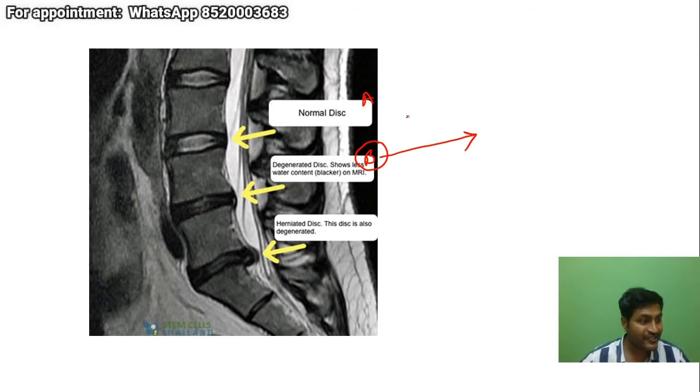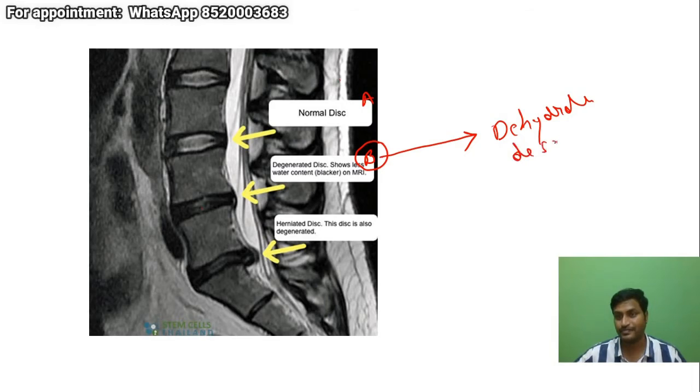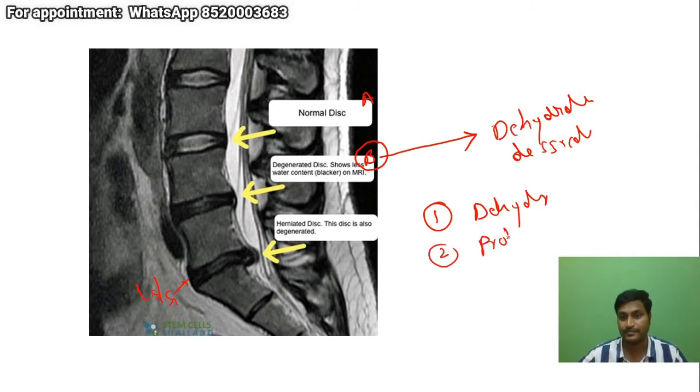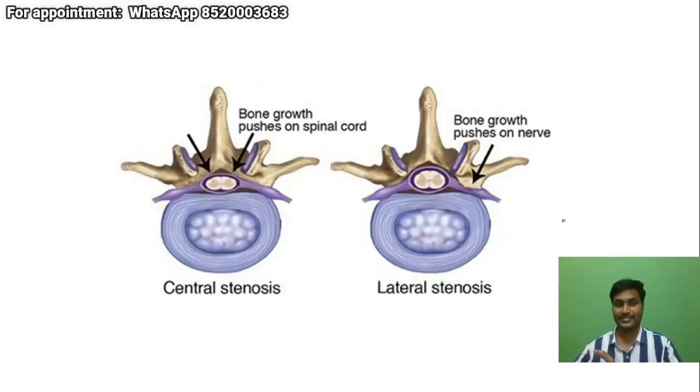Dark. Except for one person, everyone has said the nucleus pulposus at this level has become dark. So this means the disc is dehydrated or desiccated. So what happened to L5 S1? What are the findings here? One, the disc is dehydrated. Second, it's prolapsed. Am I clear? Next.